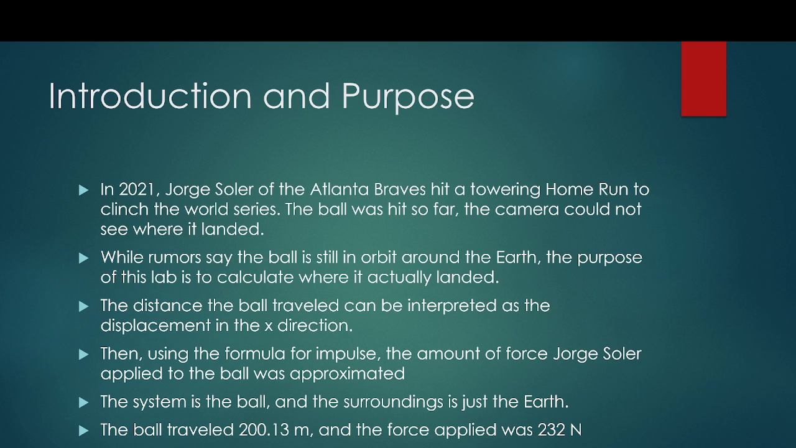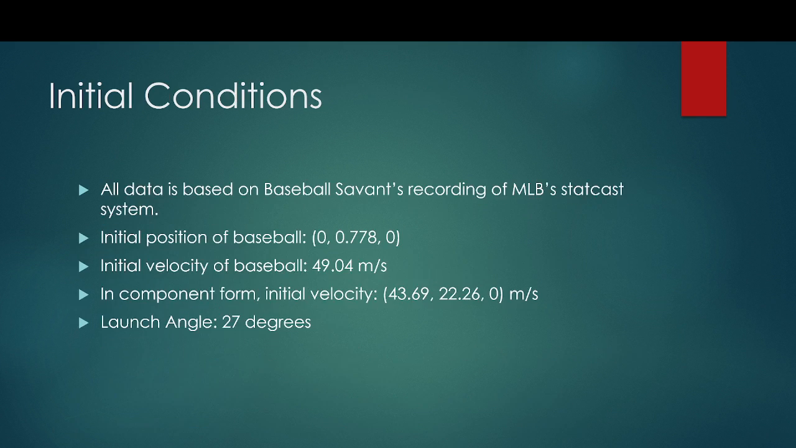After that was approximated, using the formula for impulse, the amount of force Jorge Soler applied to the ball was also approximated. The system in this lab is the ball, and the surroundings is just the Earth. The ball traveled 200.13 meters, and the force applied was 232 newtons. All data is based on Baseball Savant's recording of MLB's StatCast system.